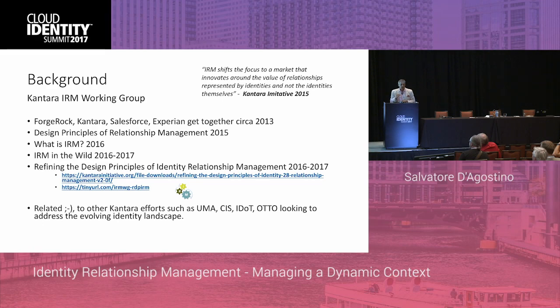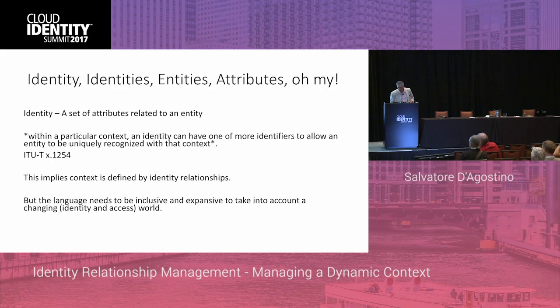There's the work going on in Kantara on user managed access, which a couple of people in the room have been members of, and I've been a long-standing participant. CIS is the consent and information sharing work that's going on in Kantara. There's an identity of things effort, and OAuth Trust Federation. So there's a lot of different things going on inside Kantara which talk to relationship management. One of our next steps is going to be to try to bring that broader community into this.